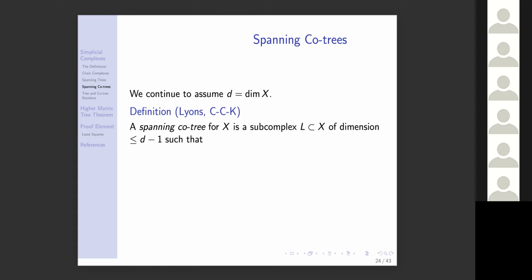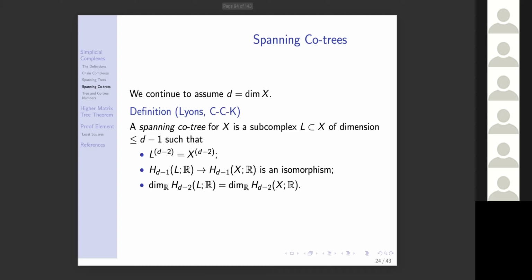So a spanning cotree for X is a simplicial subcomplex in X, L of dimension at most D minus 1. So it's not the top dimension, it's one dimension less, such that the D minus 2 skeleton is the same as the D minus 2 skeleton of X. The homology in degree D minus 1 is an isomorphism. So the top dimensional homology of L is the same as the D minus 1 homology of X over the real numbers. That's not the top dimension, but the penultimate dimension. And the dimension of the D minus 2 homologies coincide.